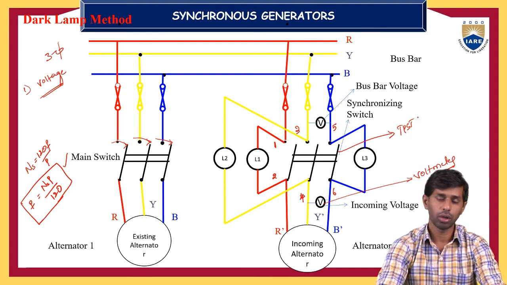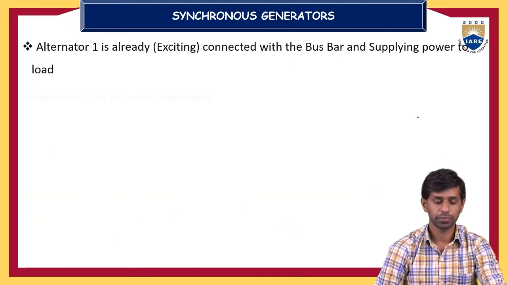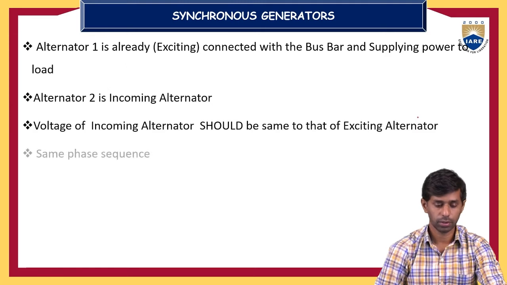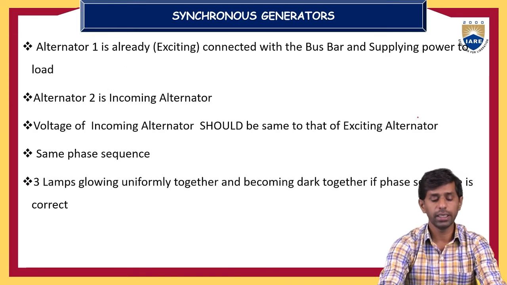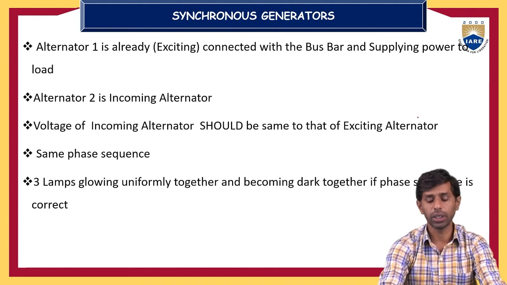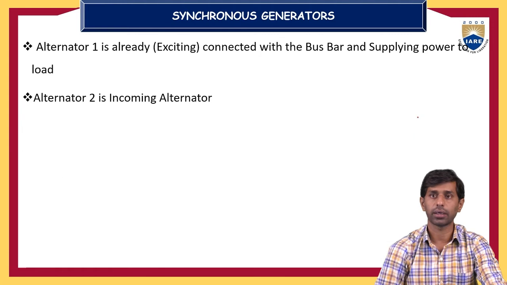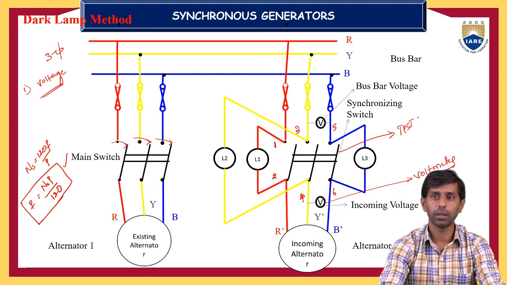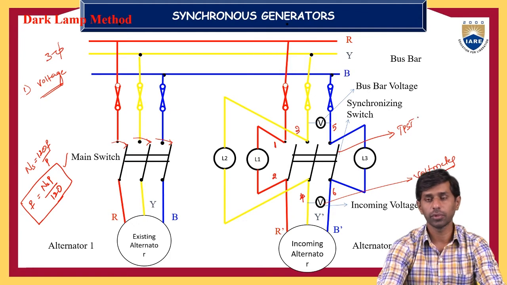These 3 lamps glow on and become dark together, uniformly, if the phase sequence is correct. If the phase sequence is correct, the 3 lamps glow at a time and become dark at a time. If the phase sequence is not right, then the 3 lamps alternately glow and become dark.